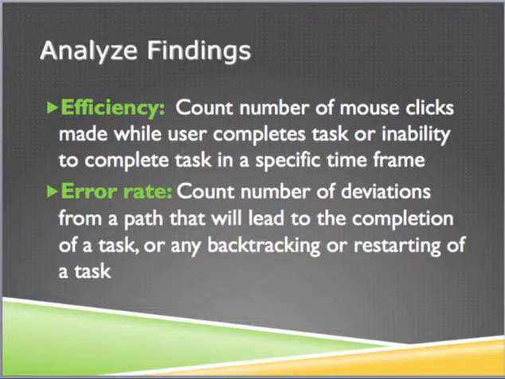to make that determination. When you do error rate, you're going to count the number of deviations from a specific path that will lead to the completion of a task. So as the facilitator and observer, you're going to do this usability test, and you're going to track all the ways that it's possible to complete the task.